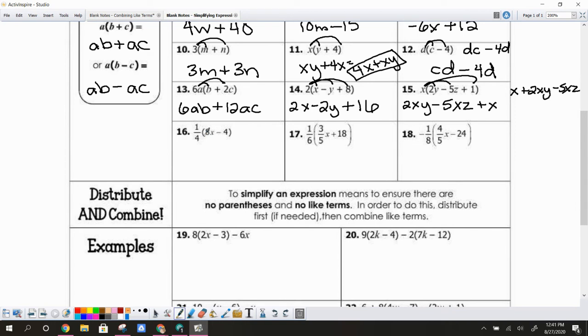For number 16, we do have a fraction here. Don't be scared by it. You're just doing 1/4 of 8, and 1/4 of 8 is 2. Leave the x. And then 1/4 times a negative 4 is a negative 1.